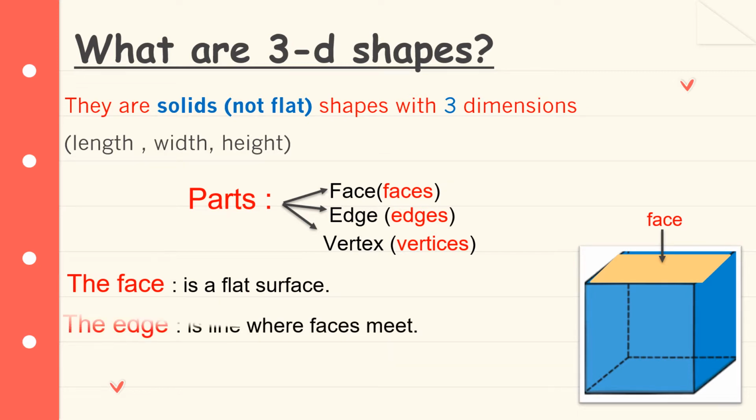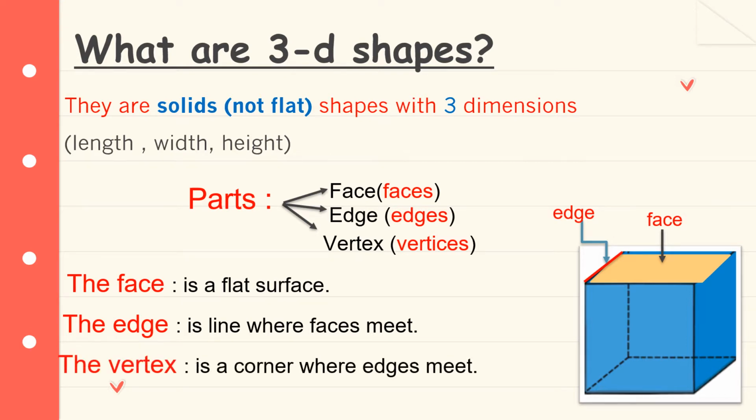What is the meaning of the edge? The edge is a line where faces meet, like this red line. And what is the meaning of the vertex? The vertex is a corner where edges meet, like in the photo. This is a corner where edges meet.